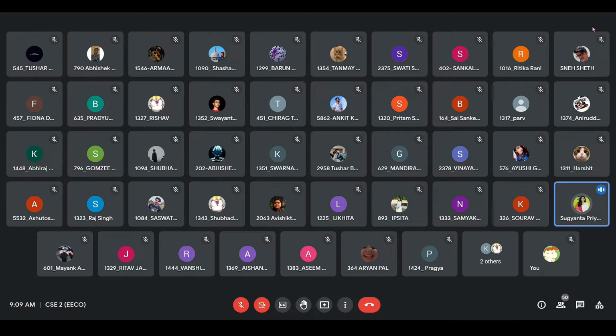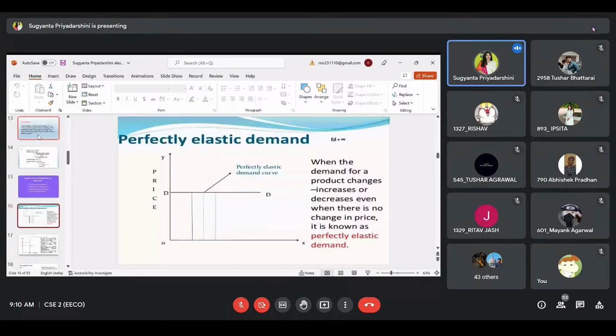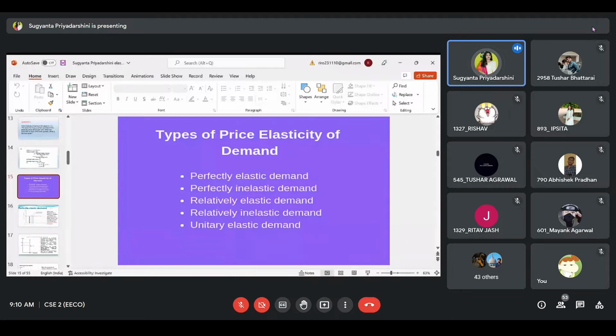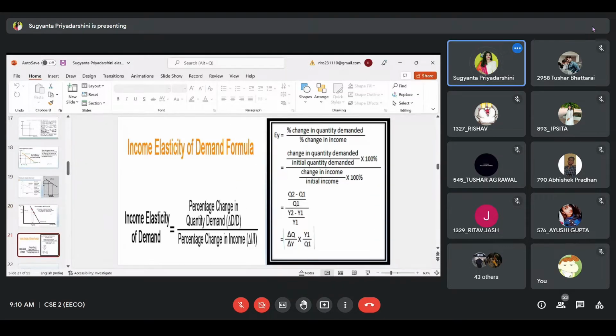Okay, so I think in the last class we have just completed till price elasticity of demand, isn't it? I'm simply sharing the screen. Let me know to what extent we have completed. Have we completed this portion, types of price elasticity of demand? Yes, ma'am. It's done, right? Okay. So then I think today we will start with income elasticity. Is this portion done, income elasticity, or not yet? No, ma'am. Okay, let's get started from here.